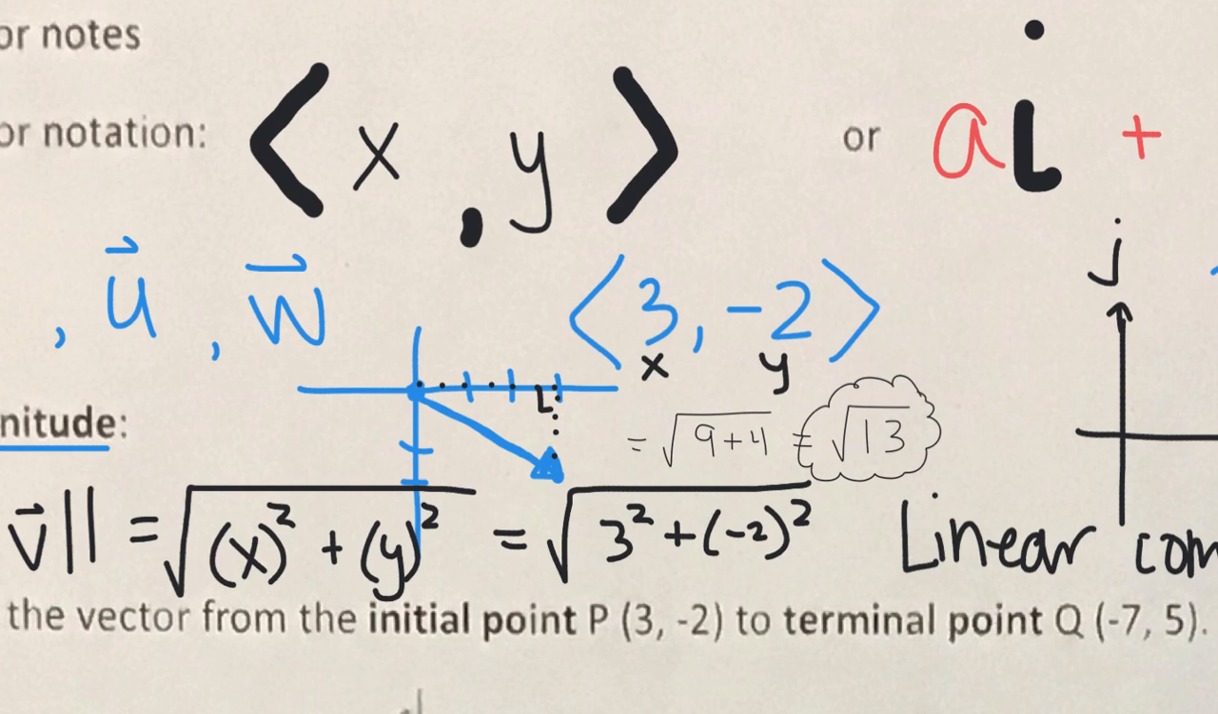So once again, the magnitude of a vector is its length, and it's often found by doing the Pythagorean theorem. So you can think of the magnitude as the hypotenuse of a right triangle with an x component and a y component. Okay, let's see what else.